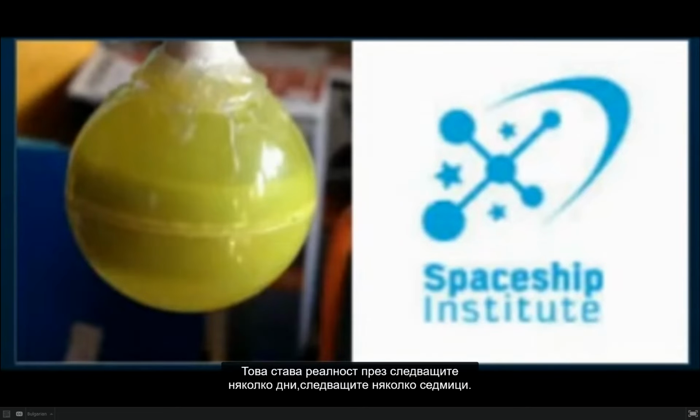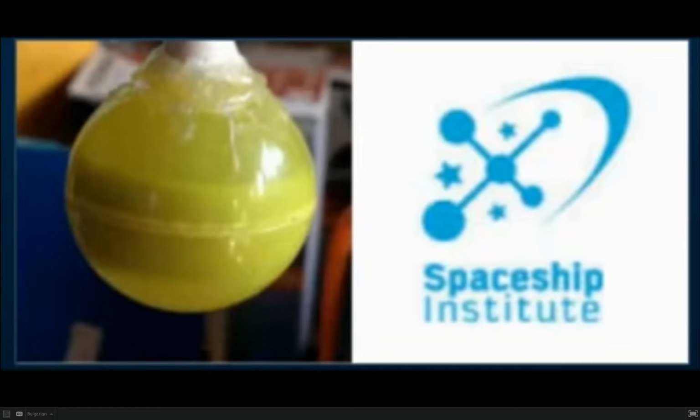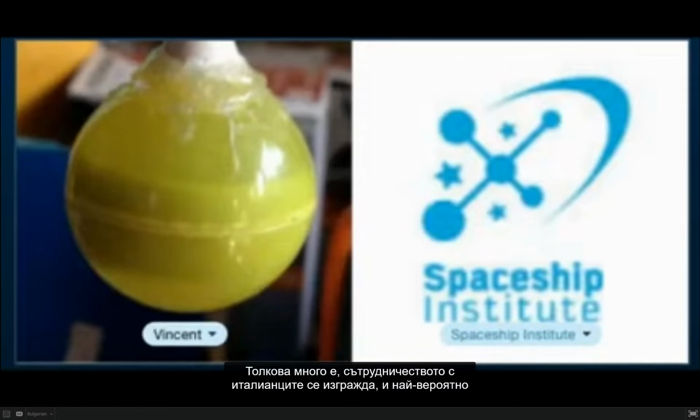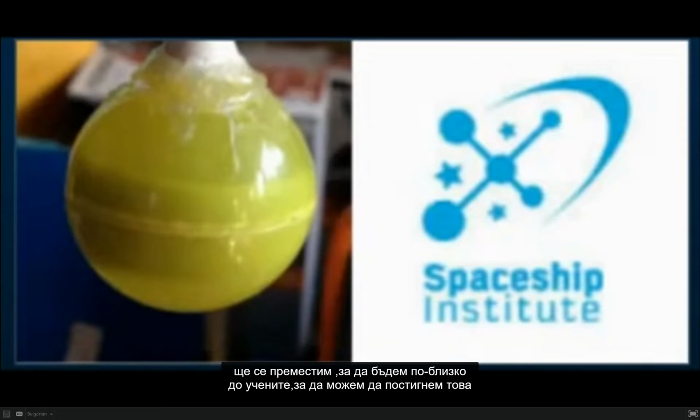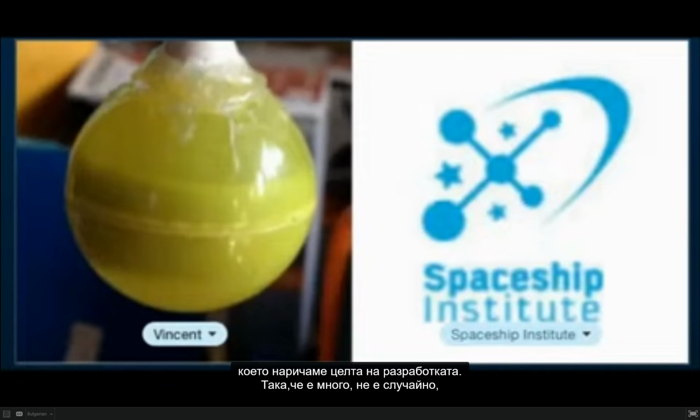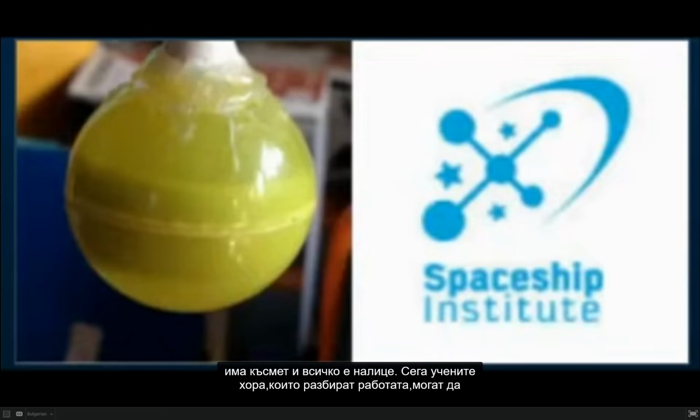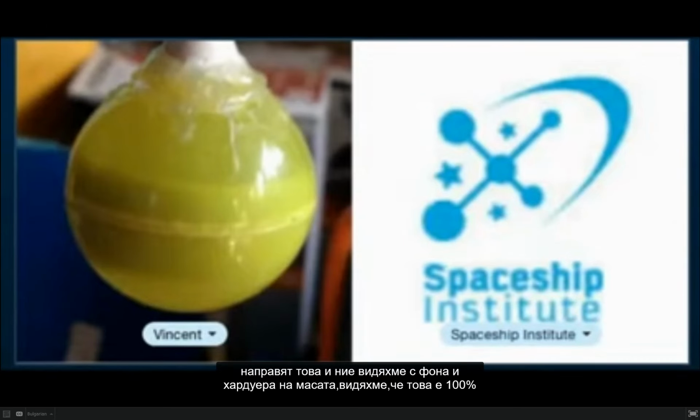This has become a reality very much in the next few days, in the next few weeks. The collaboration with the Italians is building up so much that we will most probably move out of the Sensano to be close to the scientists, to be able to achieve what we call the goal of the development. It's not accidental, and everything is there. Now the scientists, the people who understand the work, can do this, and we've seen with the backgrounds and the hardware on the table that this is 100% achievable in coming time.